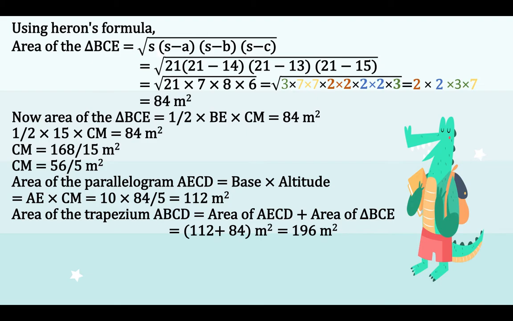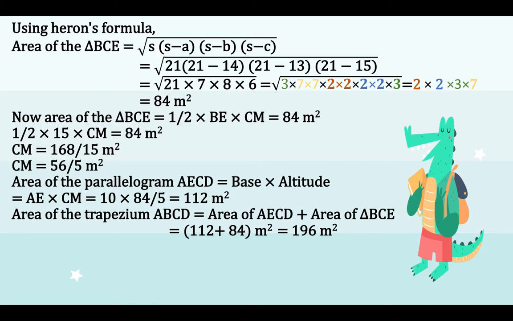So I will substitute this height. How will I find it out? I will put the values in this formula. B is 15, CM is the unknown to me, and I have it equivalent to area, which is 84. So I'll get the value of CM as 56 divided by 5 meter. This is the height of the parallelogram, or I can say this is the height of the trapezium. So either you can find out the area of the trapezium now directly by applying the formula half sum of the parallel sides into height. This is the formula for trapezium.